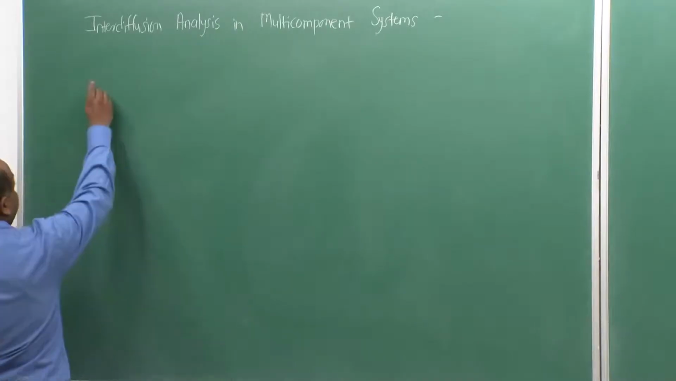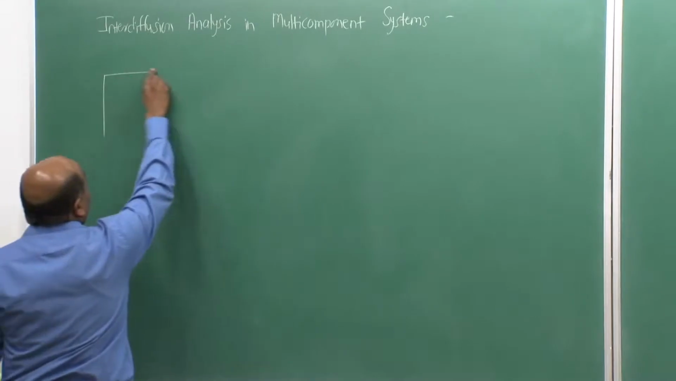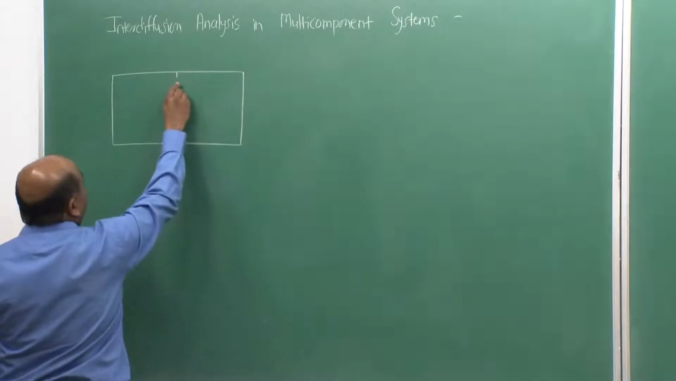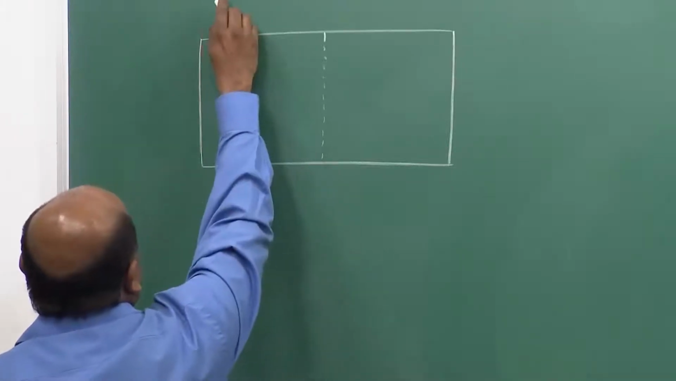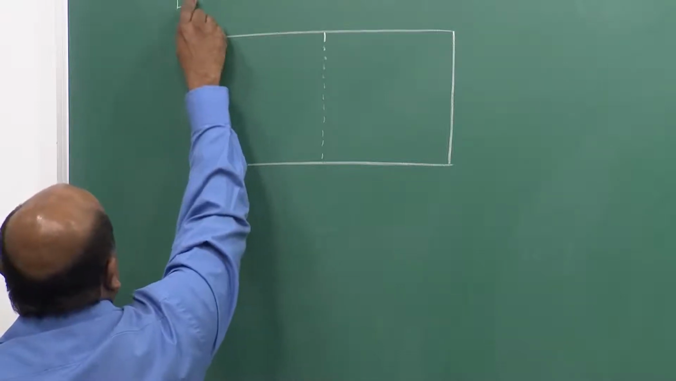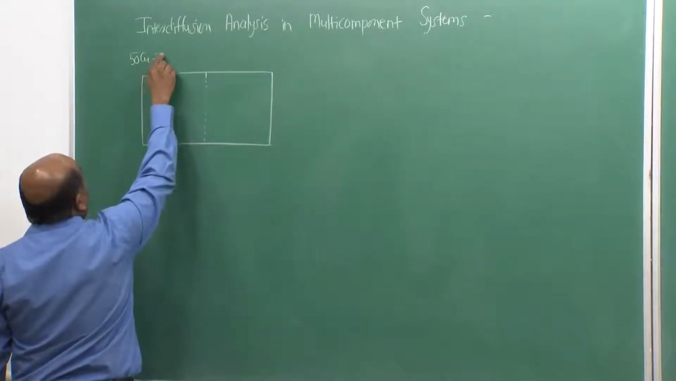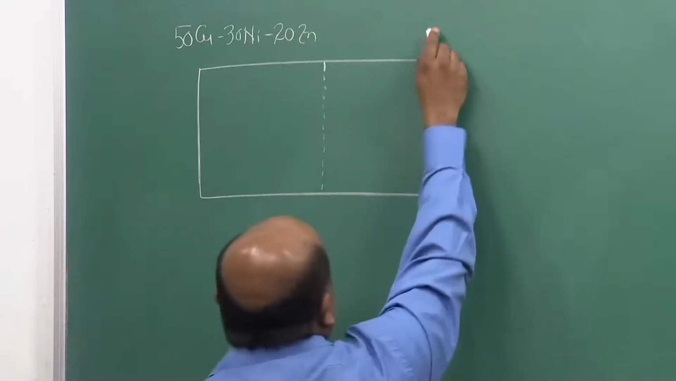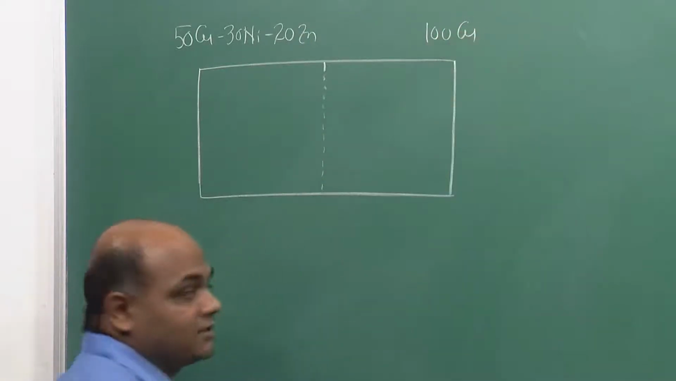The last class we talked about interdiffusion analysis in binary systems. Today we will study interdiffusion analysis in multi-component systems. So, for example, let us consider a ternary diffusion couple. Let us say on left side we have an alloy 50 copper, 30 nickel, 20 zinc, and right side we have pure copper, that is 100% copper.